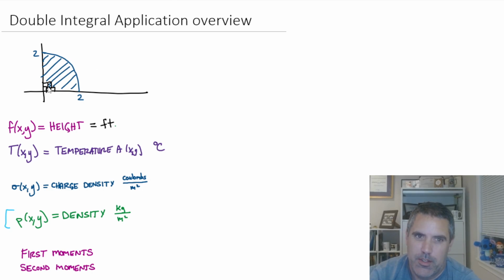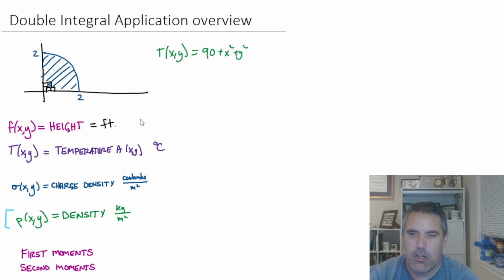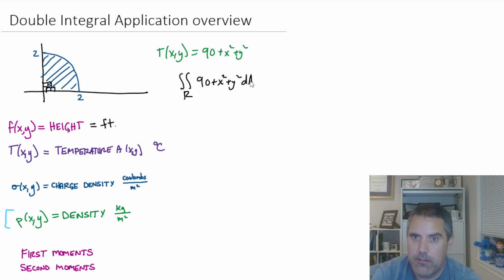What about temperature? Let's pretend this is like a hot part of a beach, and you have the temperature at each point. Maybe it's getting hotter or colder, or maybe it fluctuates as you go across. Let's say it's degrees Celsius. That's going to be really hot if I do that. Let's say it's 90 plus x squared plus y squared. So it gets hotter as you go out. And we would like to add up all the temperatures. So if you add up all the temperatures, you get the double integral over R of 90 plus x squared plus y squared dA.